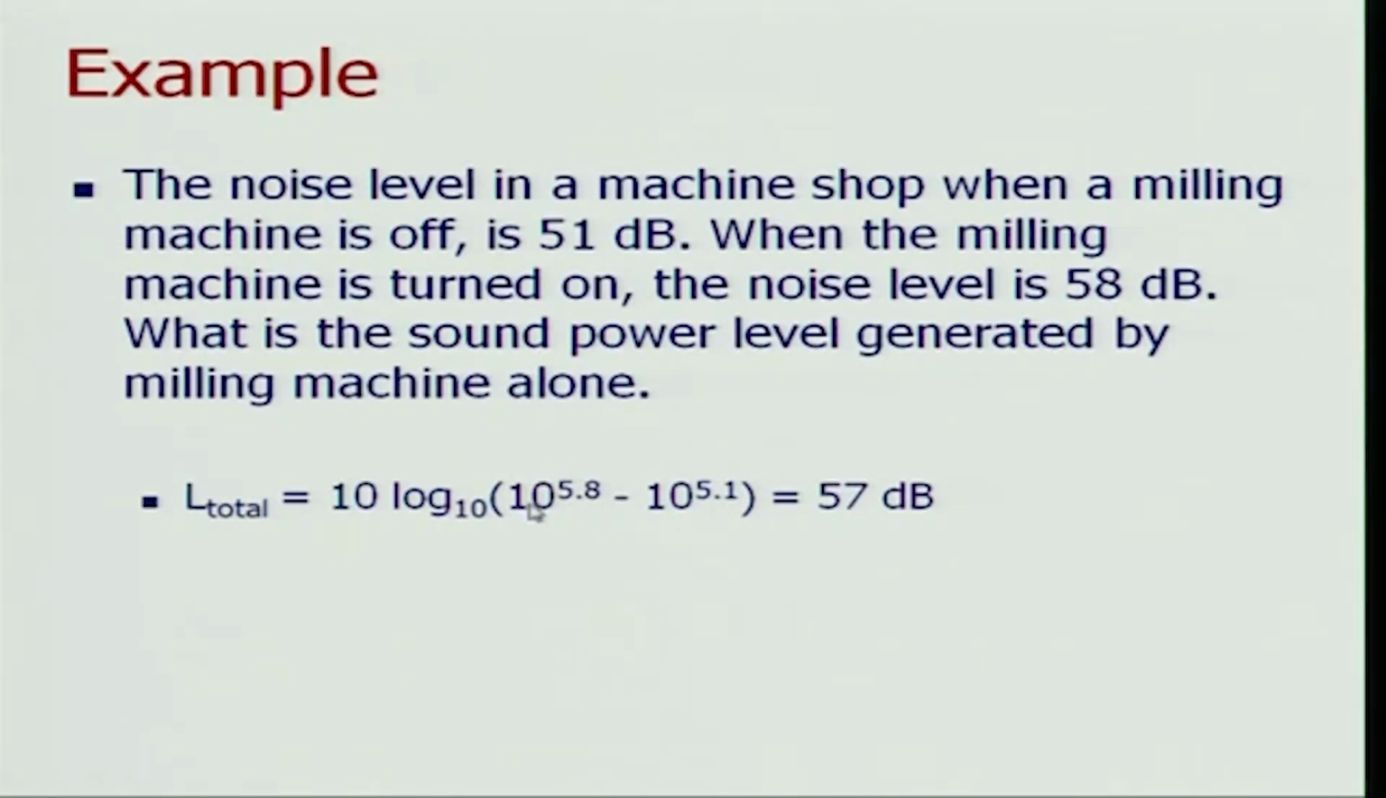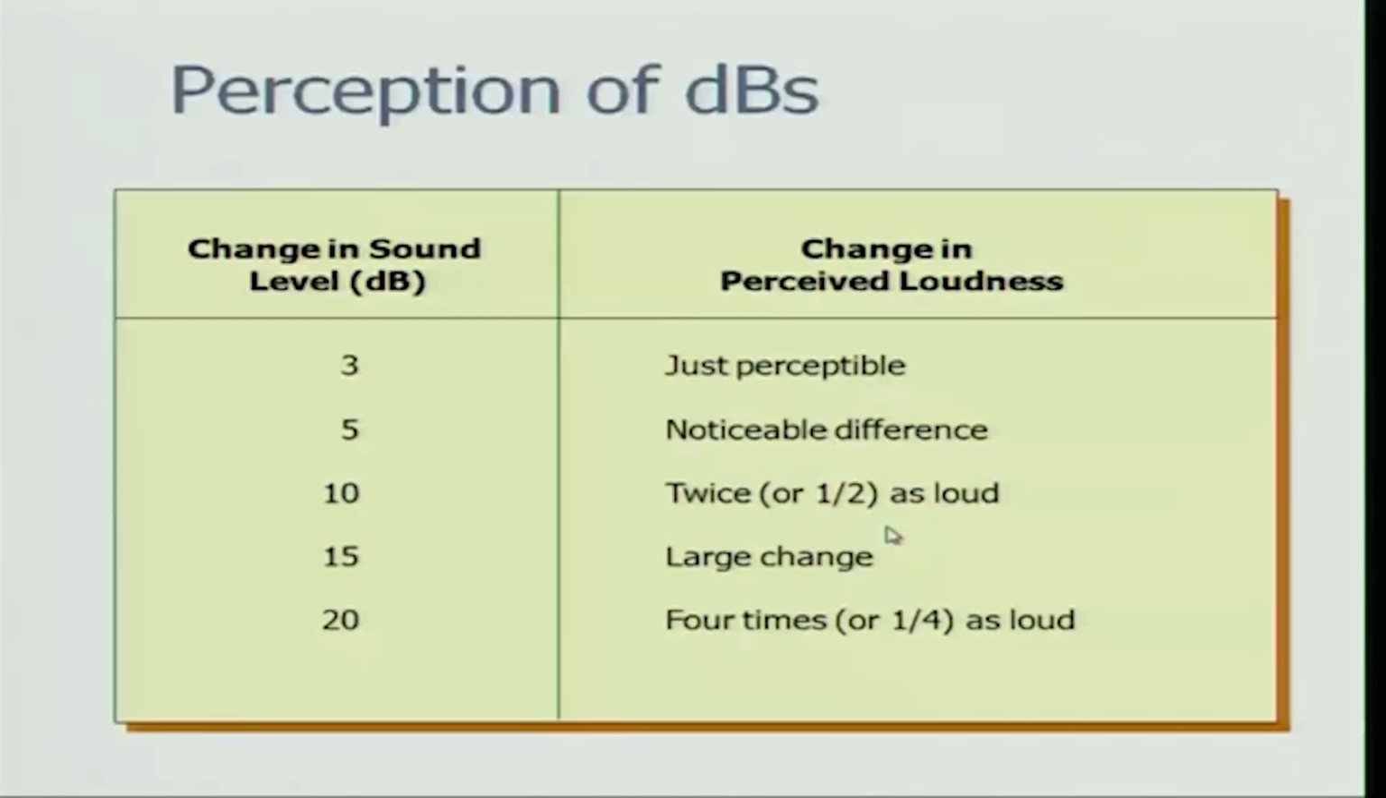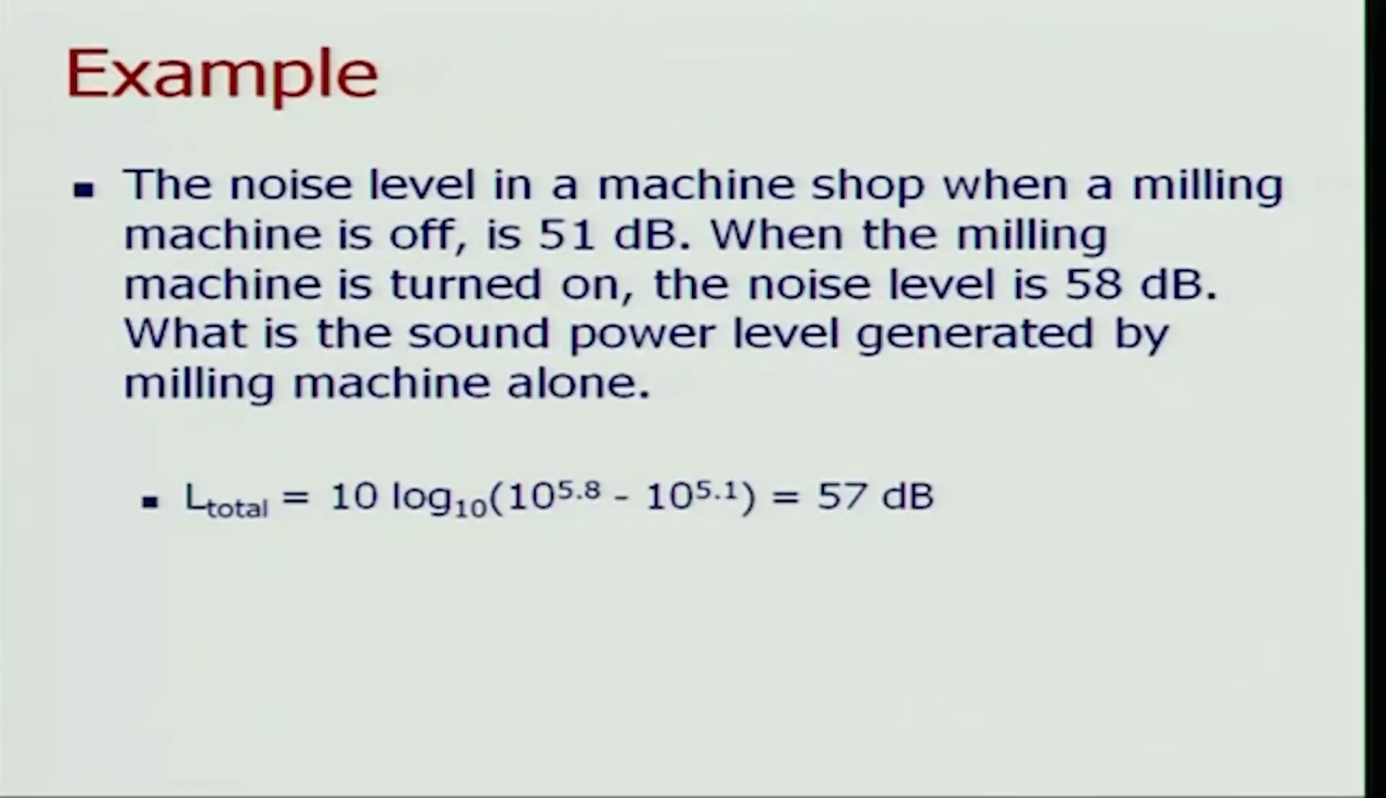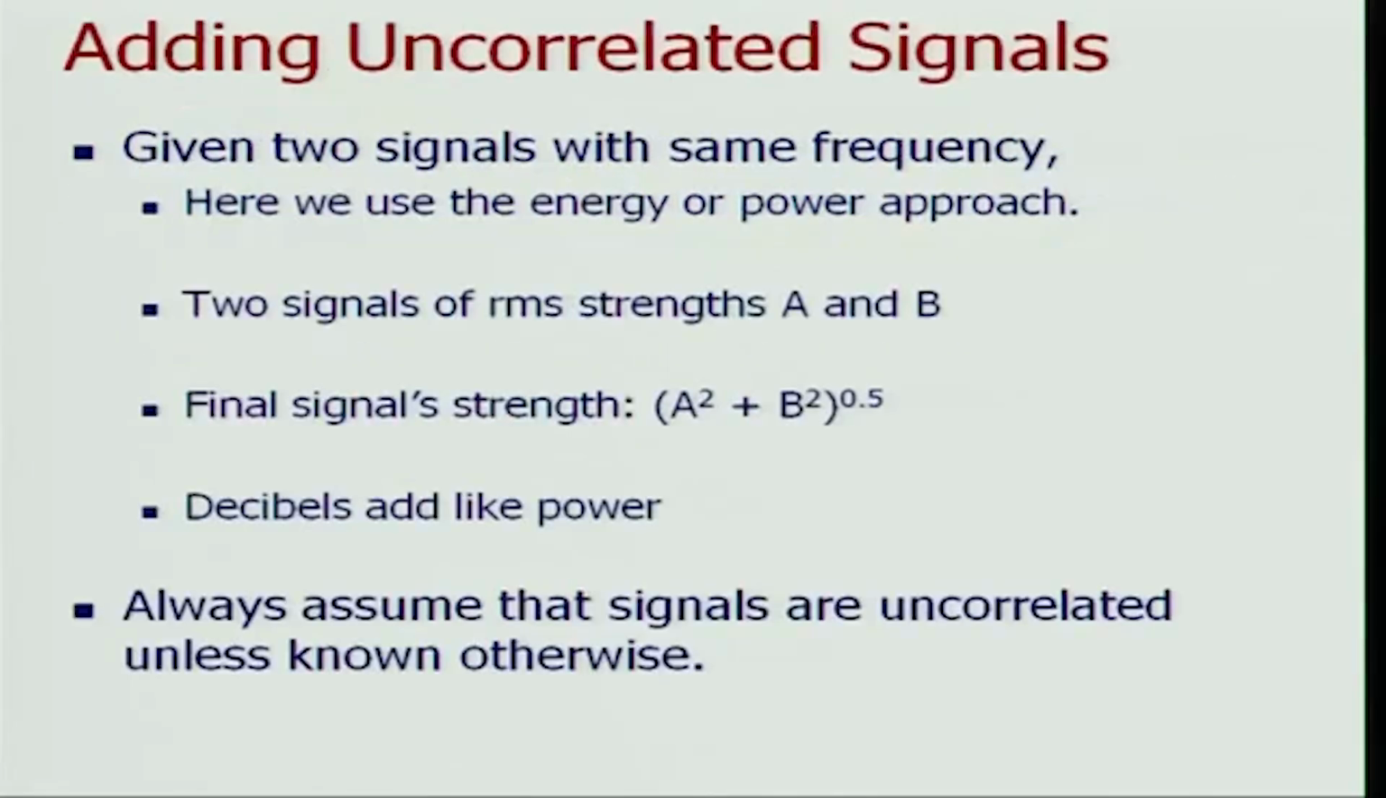You find the overall power level when everything is running, which is 10 to the power of 5.8, and then you subtract from it 10 to the power of 5.1, so you get the difference in power levels, and that is the power generated by the milling machine alone. Then you take the 10 log of that number and you get 57 decibels. Okay, so this is important.